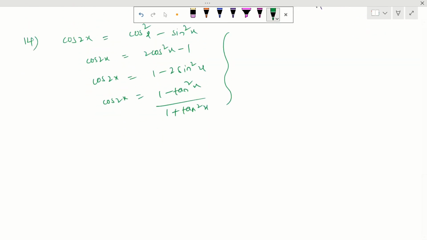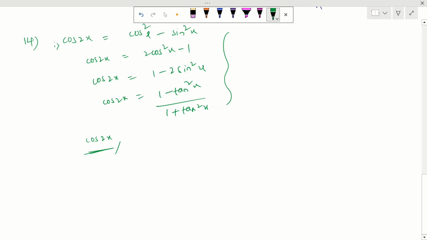So the first one we are going to prove is cos 2x. Here, to prove cos 2x, we start with the first one.